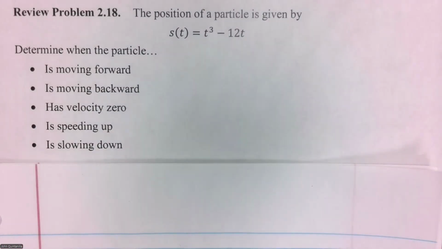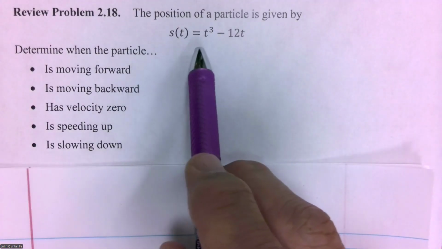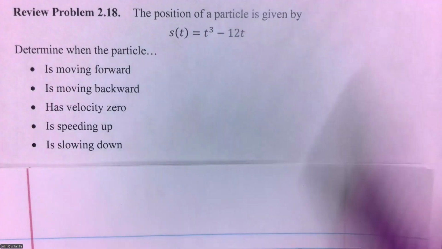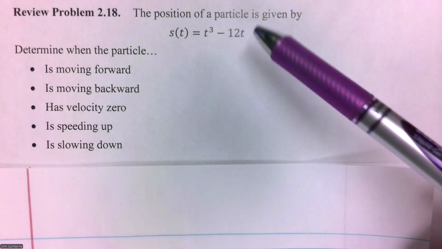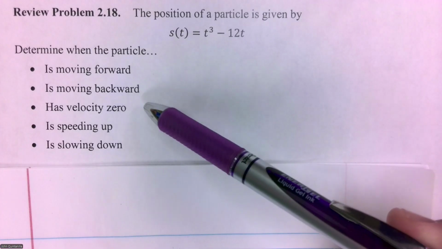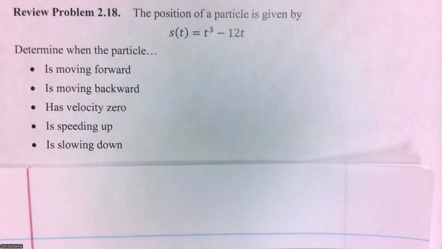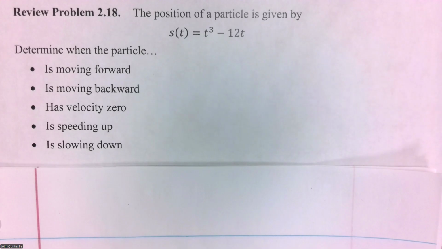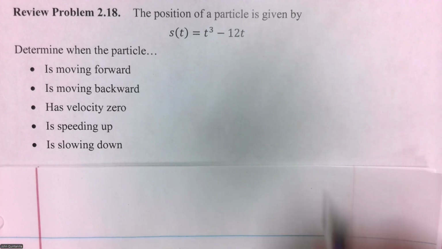For this problem, we're given the position function of a particle. It is given to be s of t is equal to t cubed minus 12t. And we have to interpret this function to determine when the particle is moving backwards and forward, has velocity 0, is speeding up, and is slowing down. For any problem like this, I recommend finding the derivatives first, and then we'll deal with the interpretation second.